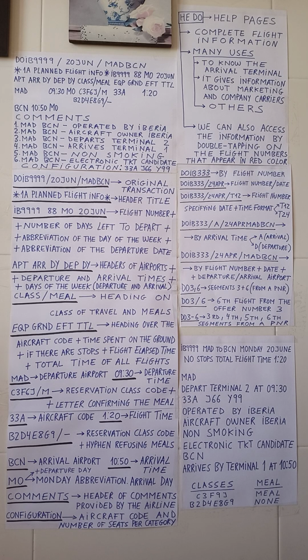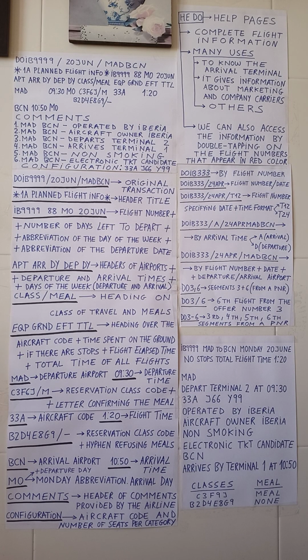DOIB/A/24APR/MAVBCN is used to carry out the search taking as a reference the flight number, the date of the trip, the route of the trip, which in this case is Madrid-Barcelona, and in addition the letter A. The letter A is added in the middle of the transaction to indicate to the system that we want to see the results ordered by arrival time.